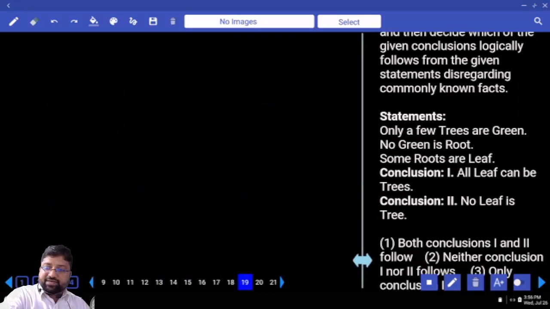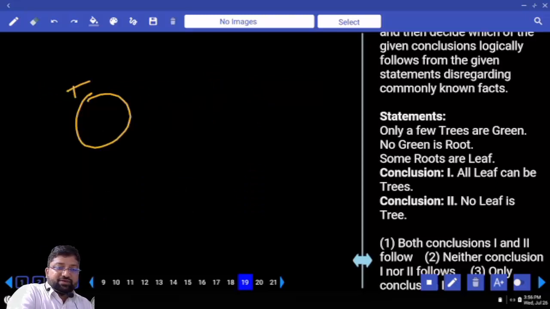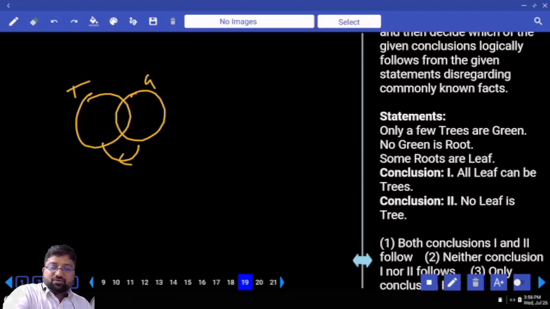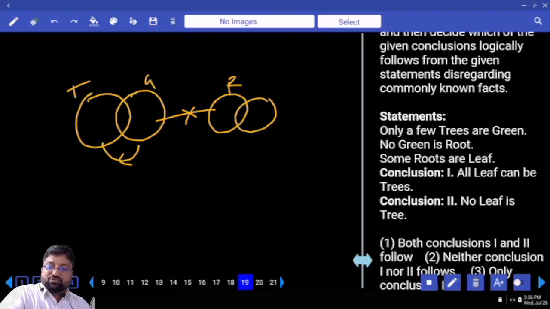Question number 19, pay attention. Only a few trees are green. No green is a root. Some roots are leaves. What is the first one? All leaves can be trees. Can I take all the leaves and put them inside trees? Yes, it is a possibility.